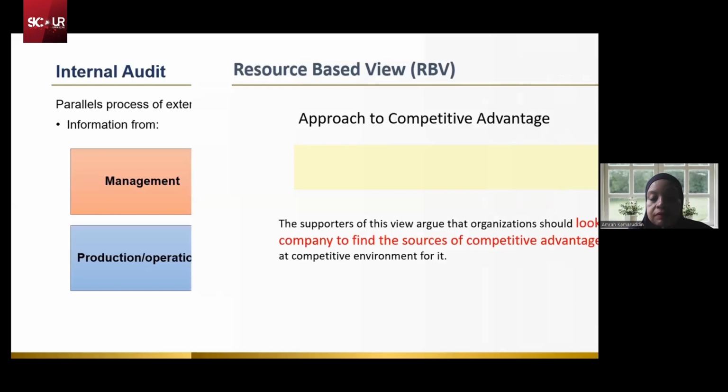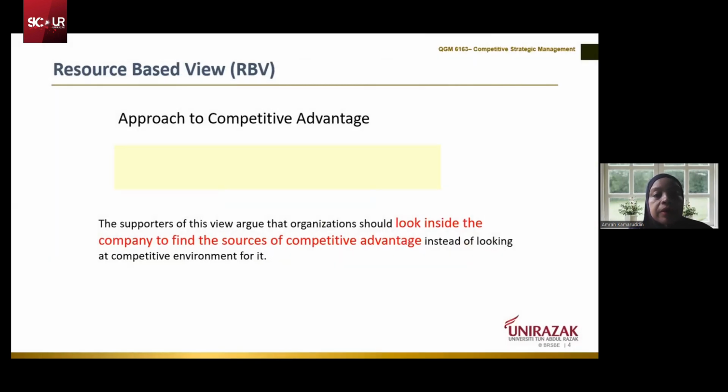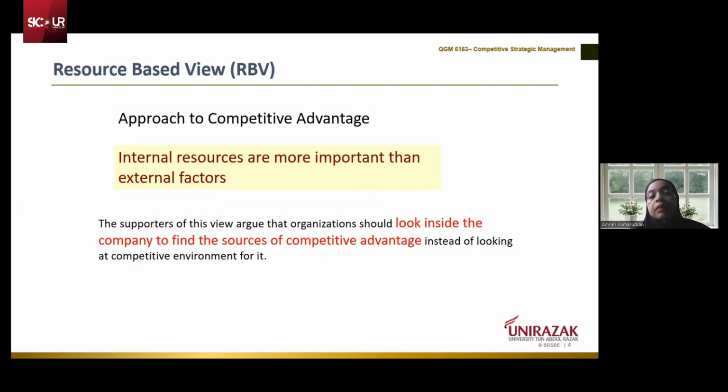Okay, so next is the RBV, normally we call it RBV. It's actually based on resource. So when you look at RBV, it's mostly about the approach to competitive advantage. So for example, Apple, what is the competitive advantage of Apple? They have a very good, for example, standalone system. And then what else?